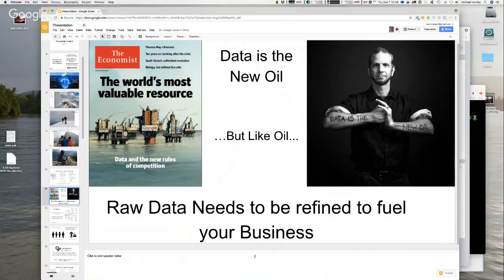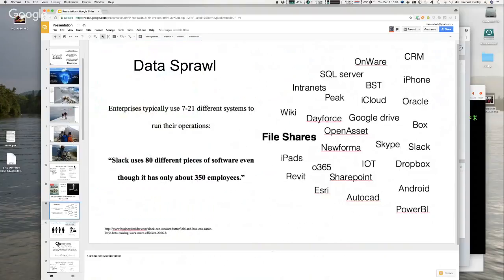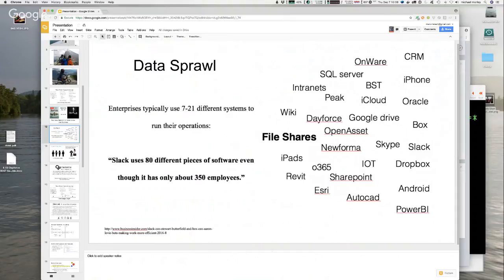And what we found over the years is that despite the advent of the cloud, it has actually made this whole problem of data sprawl worse, more challenging. Typically, in my experience, the organizations that I've worked with through my career, which are largely engineering, professional service, mining, oil and gas, environmental, and now architectural engineering consulting, use between 7 and 21 different systems to run their operations. And that causes these data silos to happen.